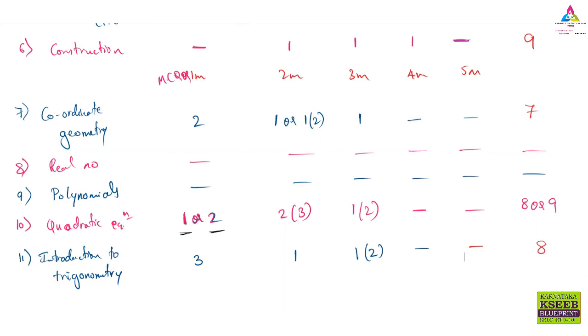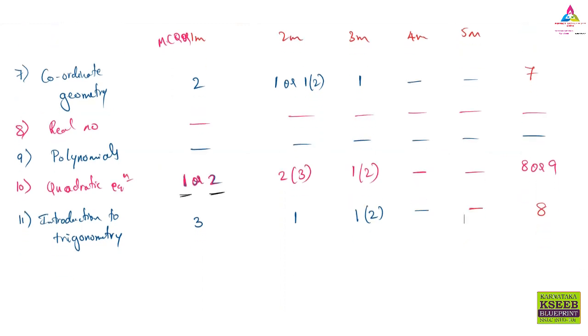Now we will move on to the next chapter, that is the 12th chapter. The 12th chapter name is Some Applications of Trigonometry. In this chapter, directly it does not have 1 mark, 2 marks, 4 marks or 5 marks questions, but it has only 1 question of 3 marks.